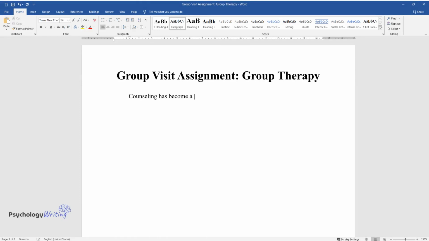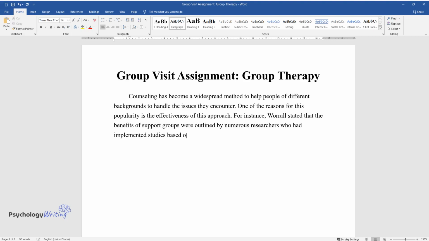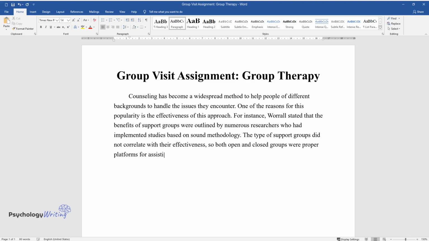Counseling has become a widespread method to help people of different backgrounds to handle the issues they encounter. One of the reasons for this popularity is the effectiveness of this approach. For instance, Worrall stated that the benefits of support groups were outlined by numerous researchers who had implemented studies based on sound methodology. The type of support groups did not correlate with their effectiveness, so both open and closed groups were proper platforms for assisting clients.